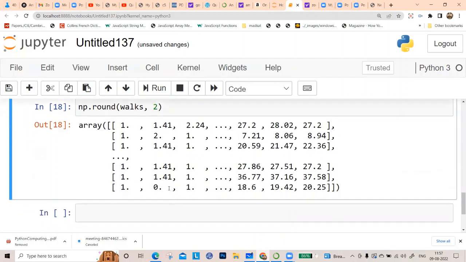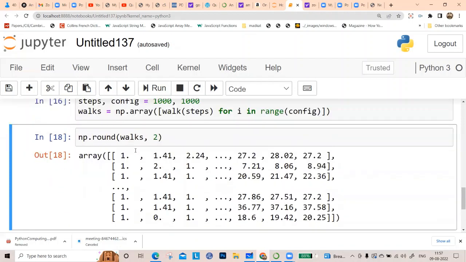So you see for a single walk, it is for the first time step, next time step, next time step, and for the 1,000th time step. So you see the values are different. For the 1,000th time step, for the first walk, it was 27.2. For the second walk, it was 8.94. For some, it is 22.36, and so on. So the things are different.